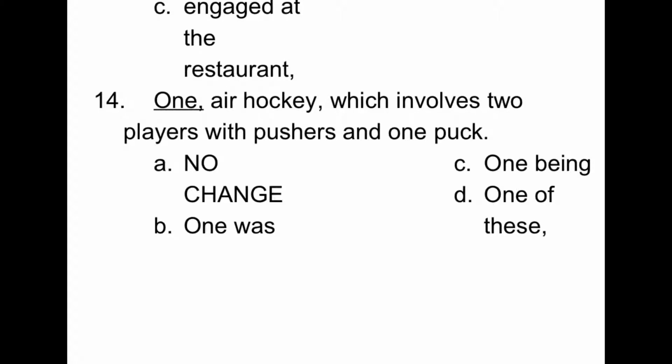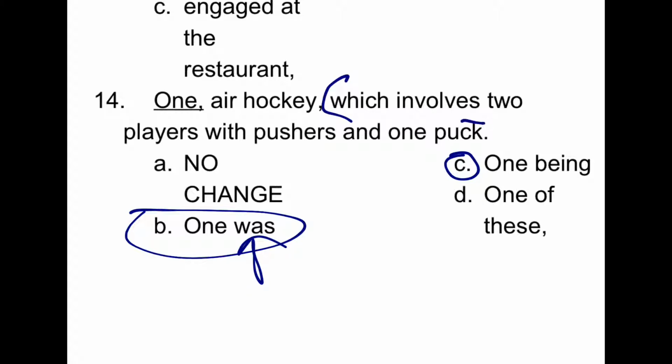14 is one that many students got wrong. 1, air hockey, which involves two players with pushers and one puck. A lot of people incorrectly thought C, 1 being air hockey, which involves, and 1 being, the problem with that is it's not an actual subject, and air hockey is just describing it. The best answer is actually B. It has the verb. None of the others do, because this whole thing is a relative clause. So if you ignore that, where's the verb?